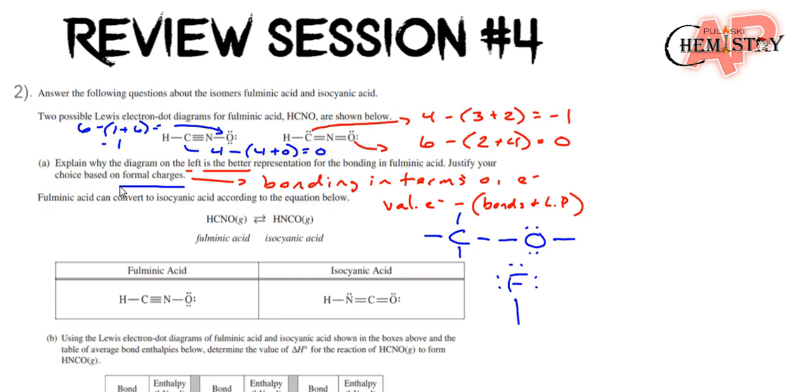I'll read exactly what they have. This is quite long. It says in the diagram on the left, it tells you the numbers. So the diagram on the left is a better representation because it puts the negative formal charge on the oxygen, which is more electronegative than carbon. 1 point is earned for the correct assignment of formal charges. 1 point is earned for the correct explanation.